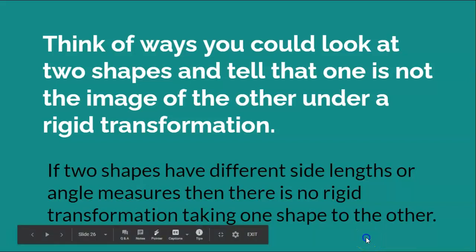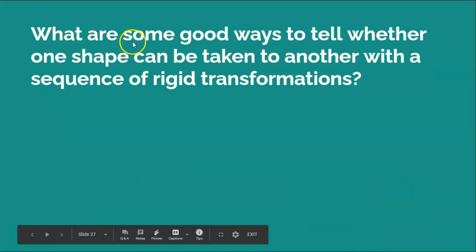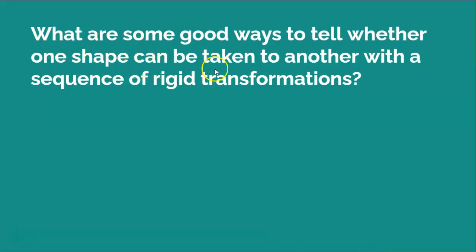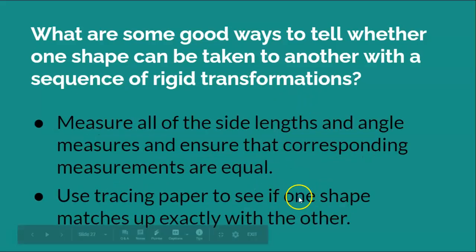Okay, what are some good ways to tell whether one shape can be taken to another with a sequence of rigid transformations? Well, you could measure all the sides and angle measures to ensure that corresponding measurements are equal, or you could use tracing paper to see if one shape matches up exactly with the other.